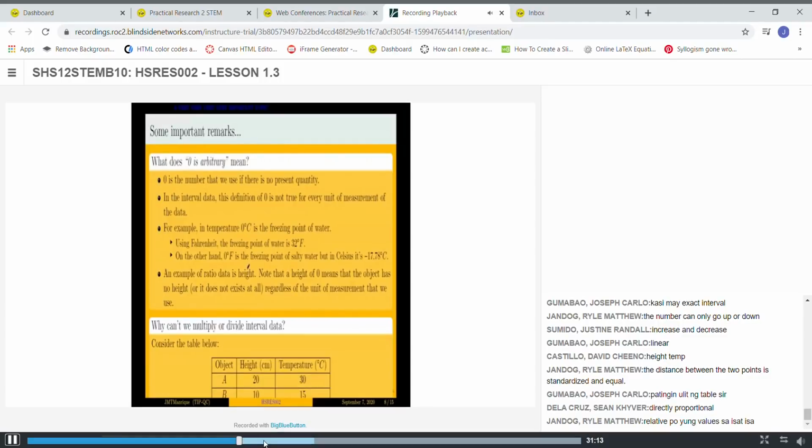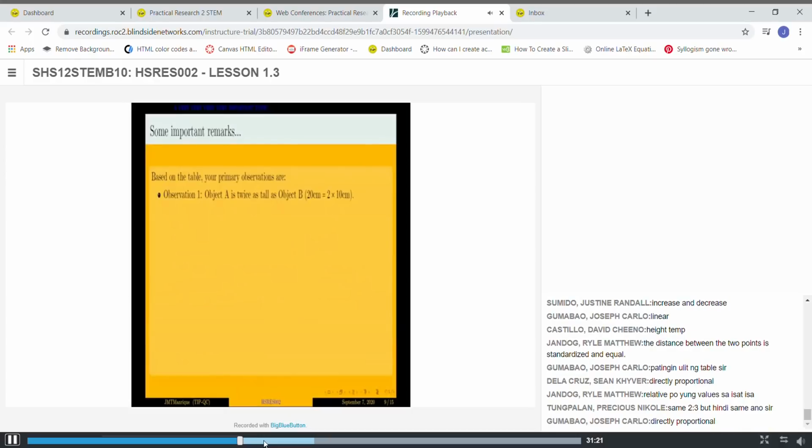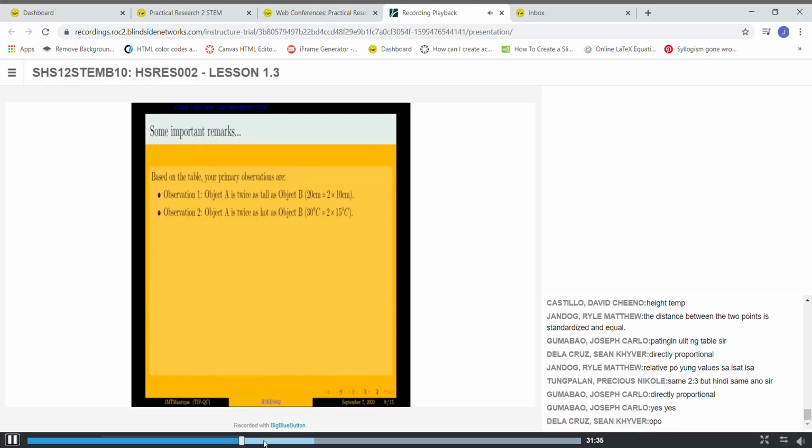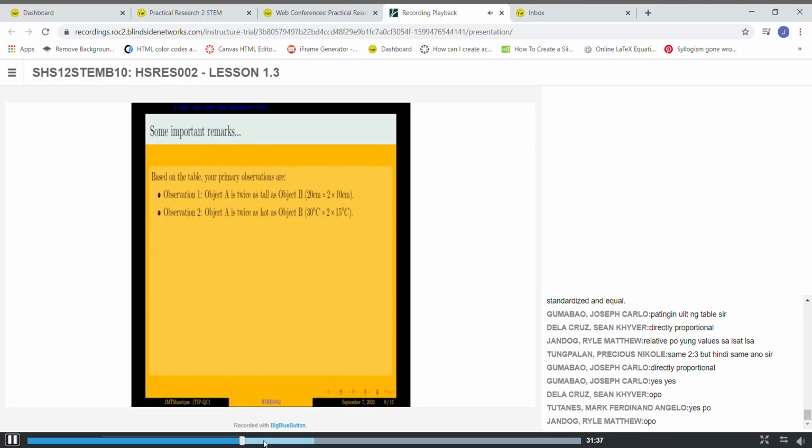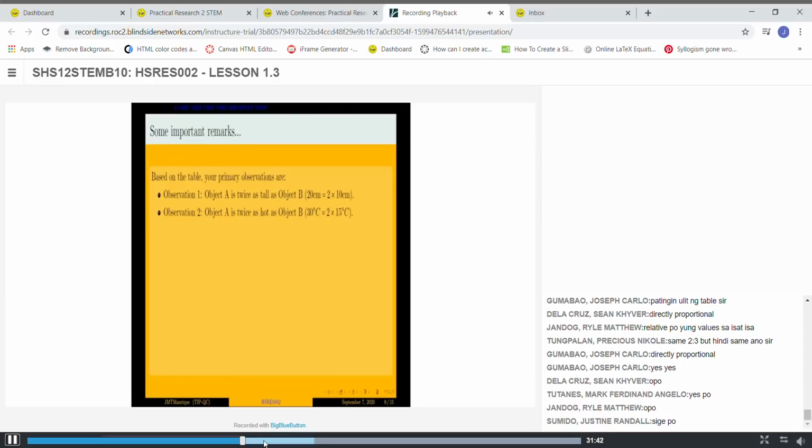If you're going to compare the height and temperature of object A and object B, we can say that object A is twice as tall as object B, and object A is twice as hot as object B. Tama? Di ba? Doble yung value nila. Okay. Now, unfortunately, dito sa observation na to, isa lang yung tama.